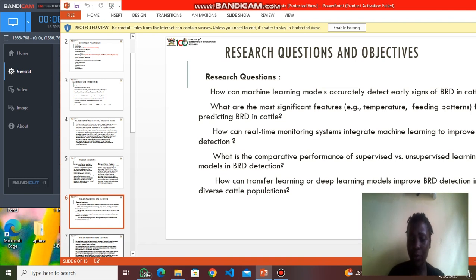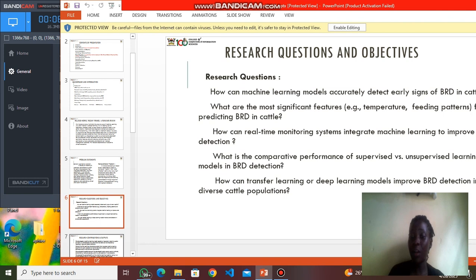How can real-time monitoring systems integrate machine learning to improve detection? You're looking at the sensors that I talked about earlier, and how efficient they are. What is the comparative performance of supervised versus unsupervised models in BRD detection? We are basically looking at both. This is basically reinforcement learning.